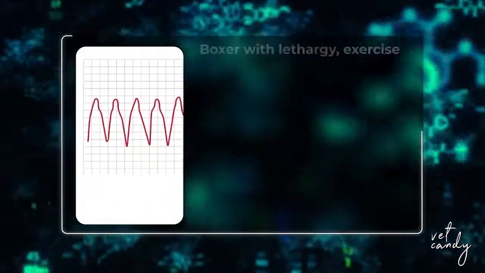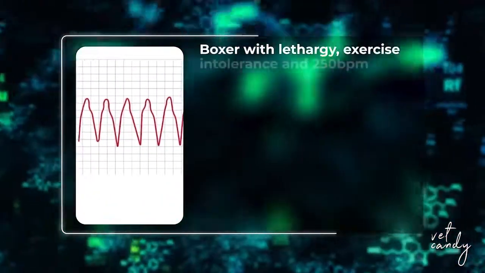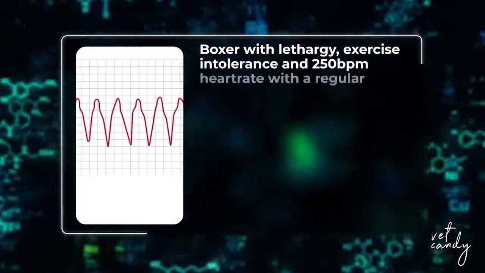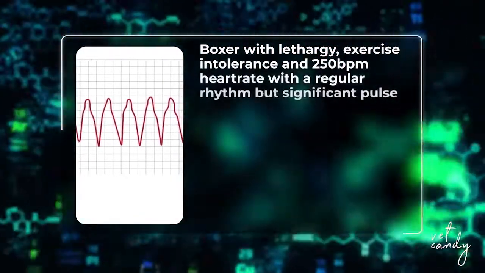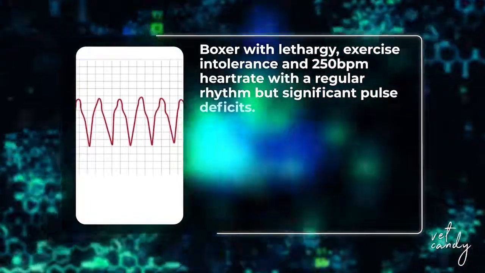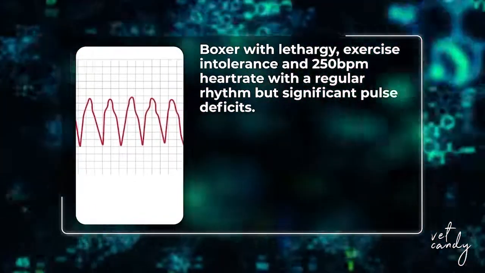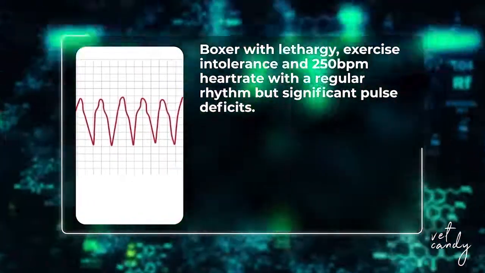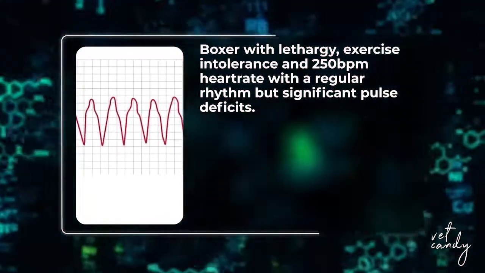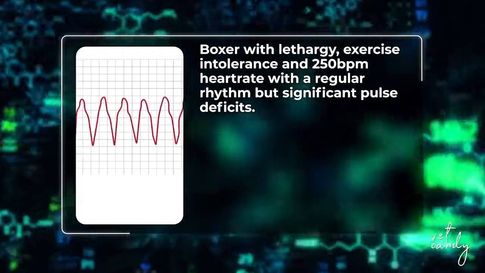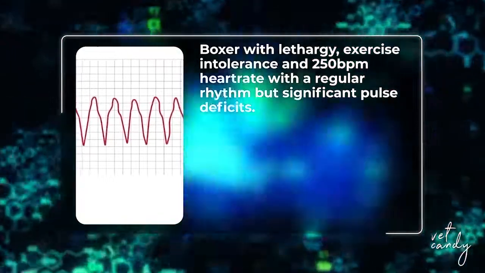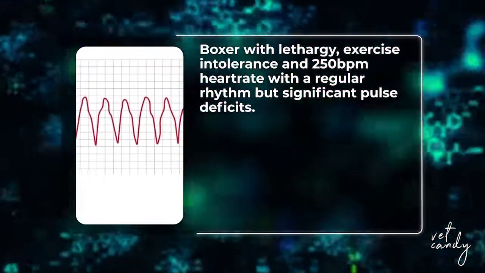First up, a 7-year-old boxer presents after a few days of lethargy, poor appetite, and reduced exercise tolerance. The heart rate is approximately 250 beats per minute with a regular rhythm, and you notice significant pulse deficits. You perform an ECG and see this. What is the rhythm diagnosis and treatment of choice?